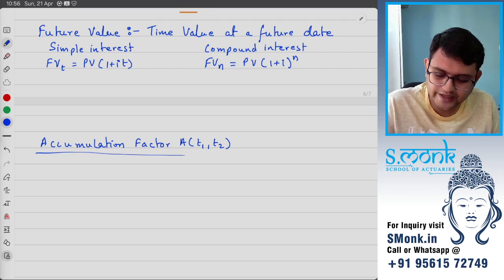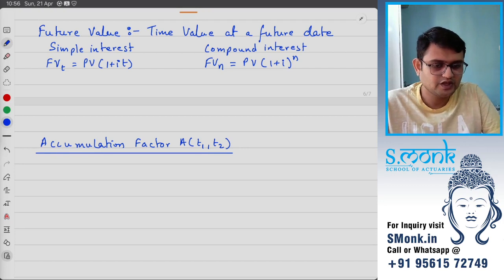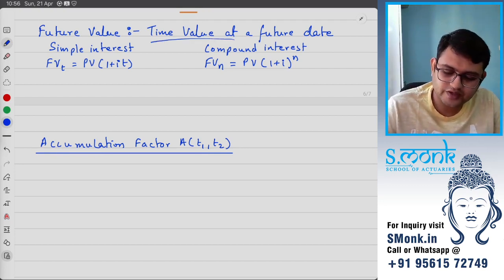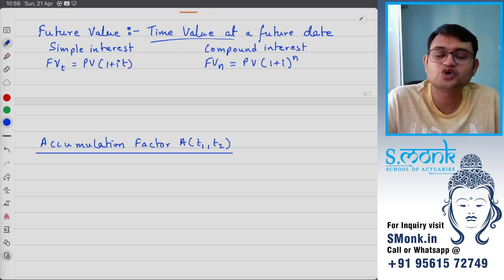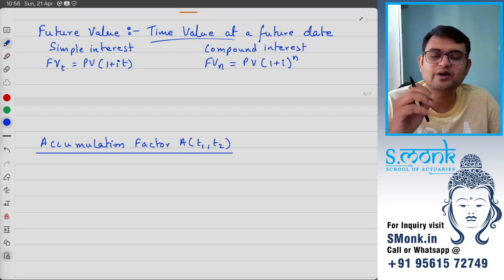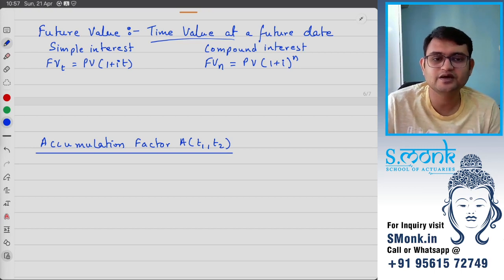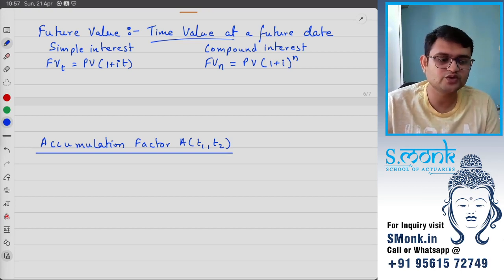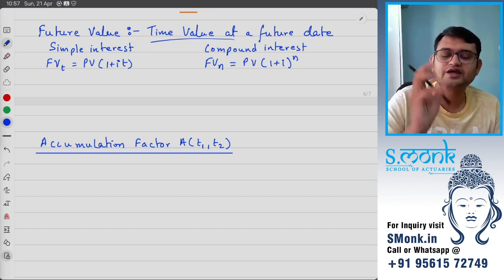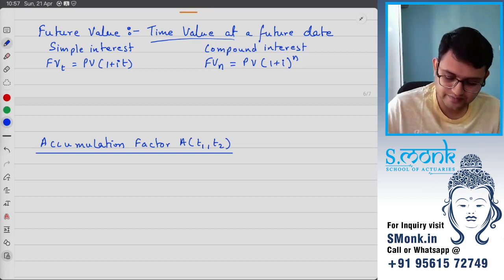Next, we are going to learn accumulation factor. Okay. Now, the term future value that I have written here, time value at any future date, we also call it accumulated value, because we assume I invest a certain amount today and ask how much will I get after n number of years. That becomes my future value or accumulated value. Accumulation just means gathering. Okay. So how much value have I gathered in that time?